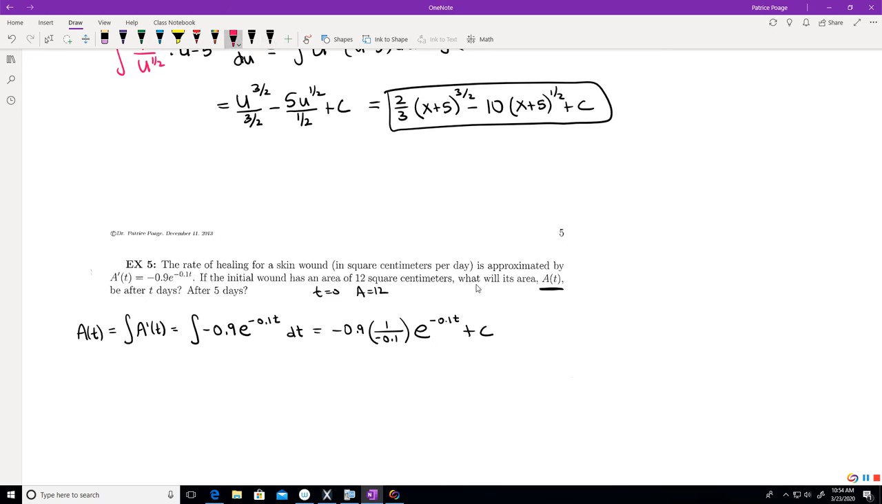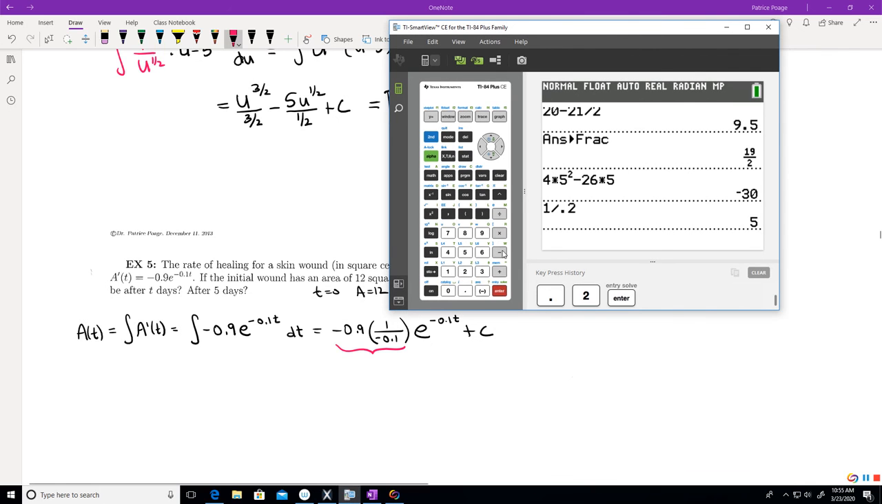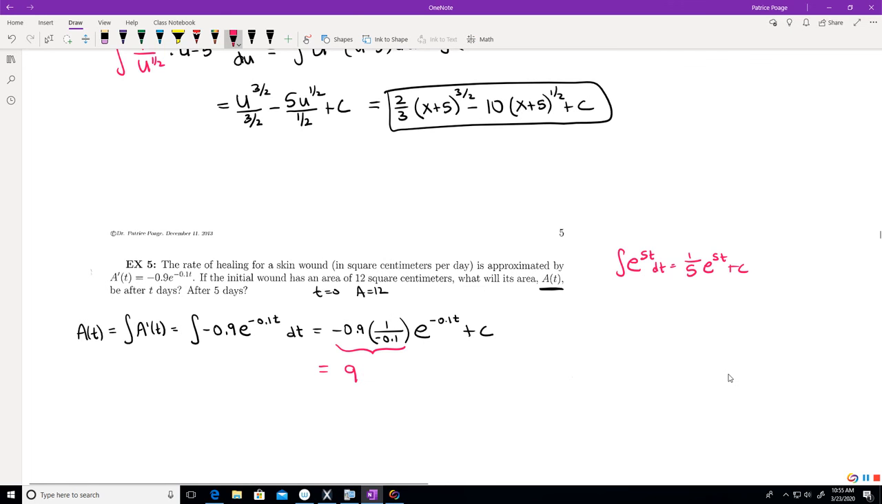Okay, going to come up here and remind you, if we had e to the 5t, the integral is 1 over that number, e to the 5t. That's what I just did. This part right here I'm going to put in my calculator, see what that gives me. And so I have negative 0.9 times 1 divided by negative 0.1. And I get 9. So that equals 9e to the negative 0.1t plus c.